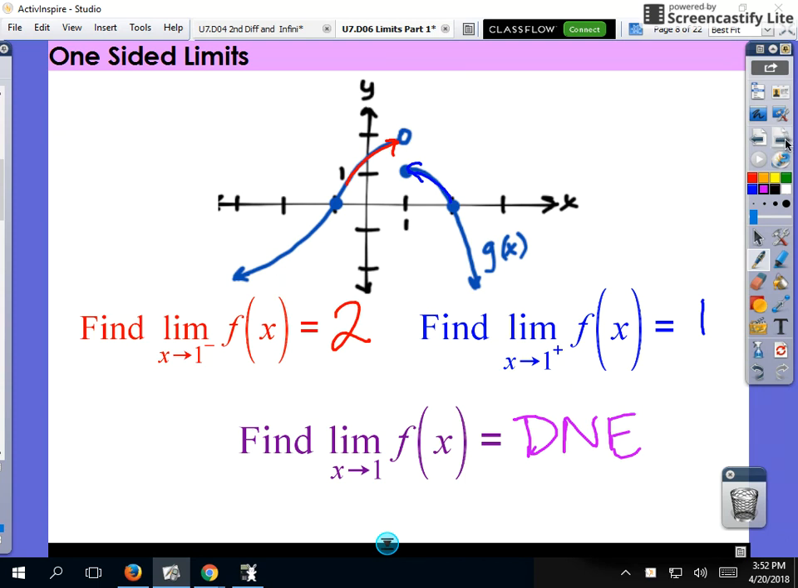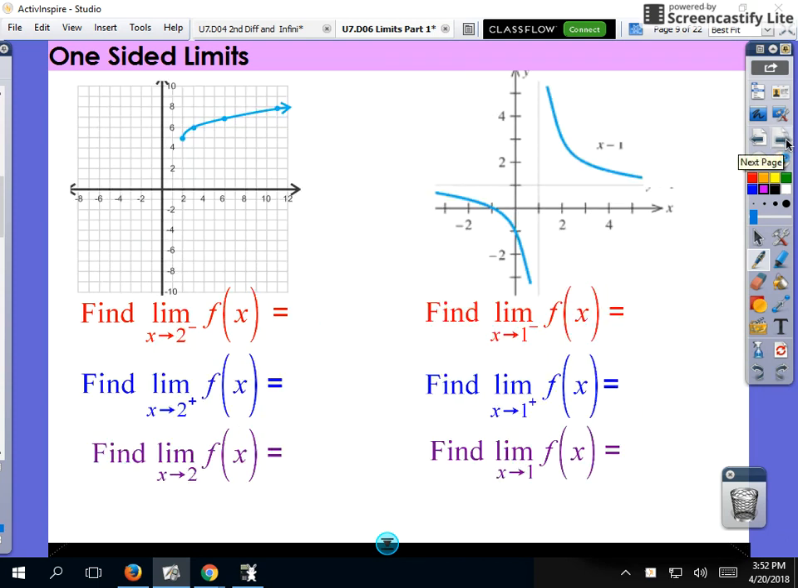Pretty straightforward. All right. Pause the video now and try these 2 separately. See if you can figure out what the limit would be. Pause it now.